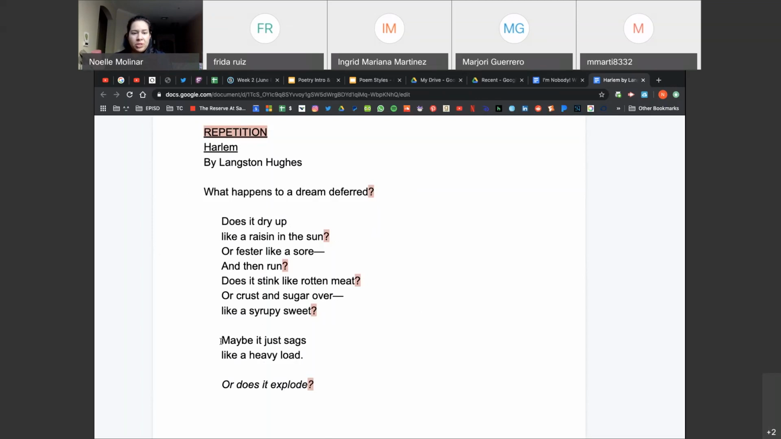The only regular sentence is "maybe it just sags like a heavy load." But even the word maybe, with maybes, you're not really sure if something is going to happen or if something is true. So we have a lot of questions and then a maybe. So that shows us how powerful repetition can be.